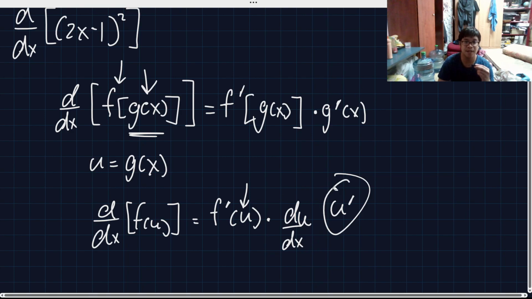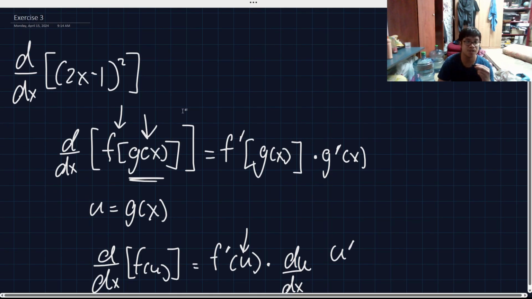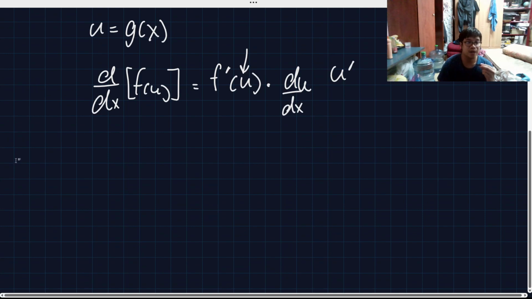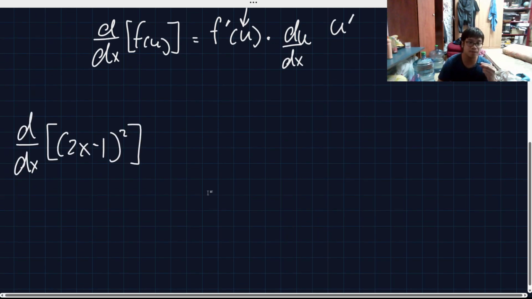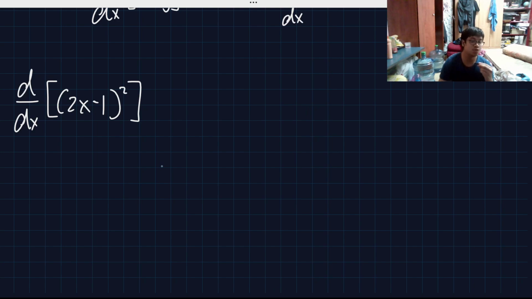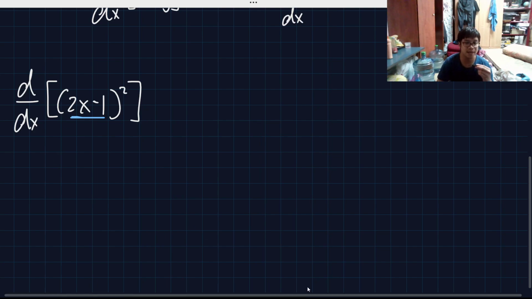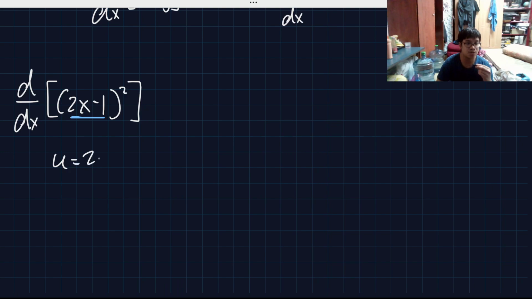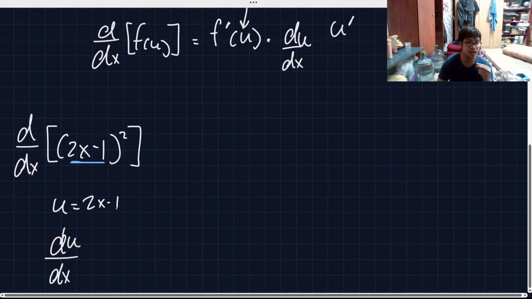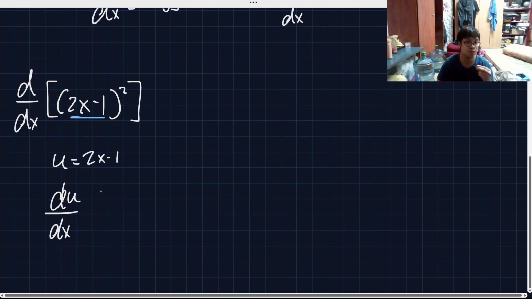Now let's apply this rule to this problem. Let me just copy this because I'm out of space. So we have this one. Here, we can apply the chain rule because this 2x minus 1 can be represented as an inner function, a function inside the squared. So we can let u be 2x minus 1. Then we get the derivative of your u. Remember, du all over dx or u prime, that's completely up to you.